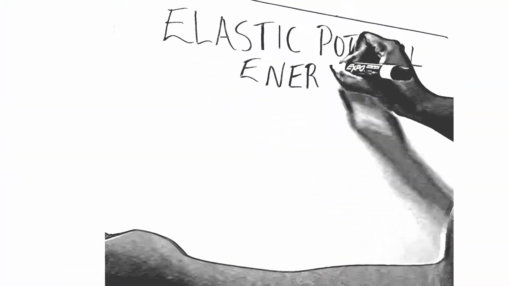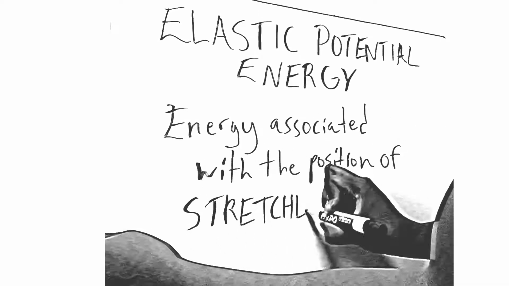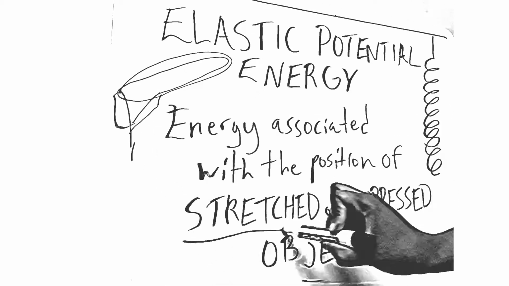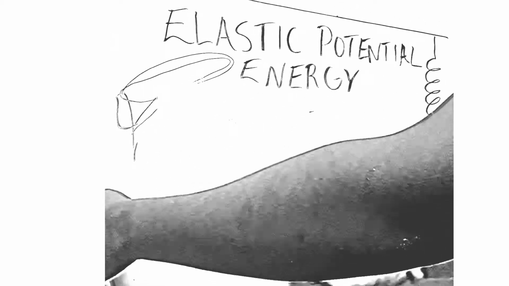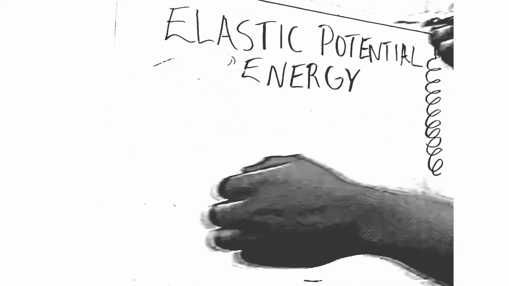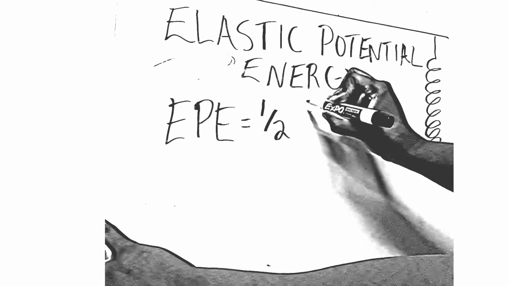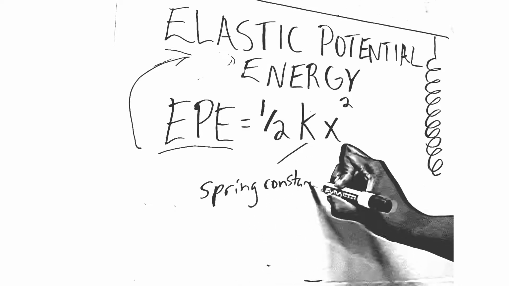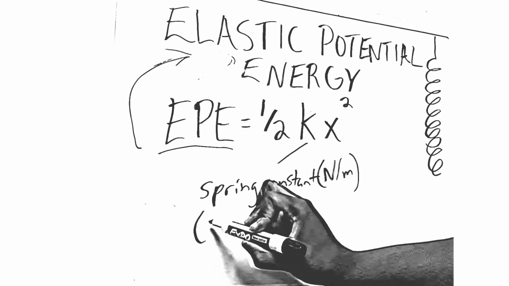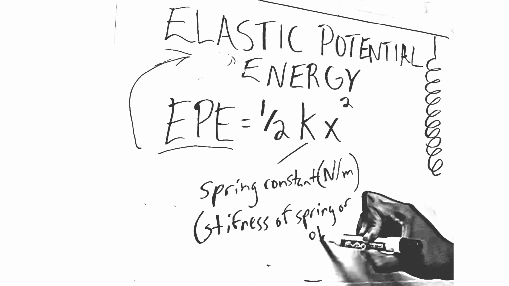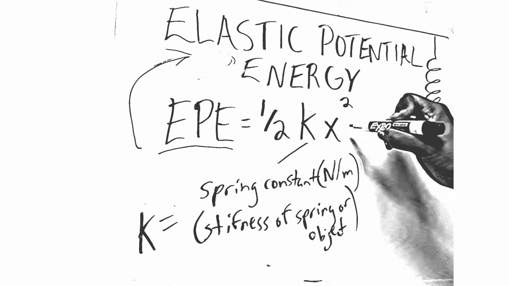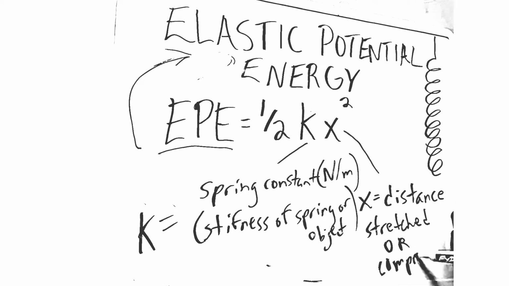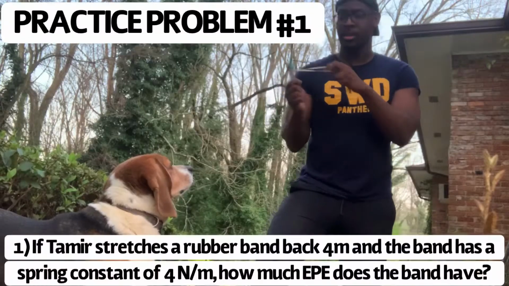Elastic potential energy is energy that's associated with the position of stretched or compressed objects. That could be anything like a spring or even a rubber band slingshot that you used to make in elementary school. Let's learn about the formula for elastic potential energy. Elastic potential energy is equal to half of K times X squared. EPE stands for elastic potential energy, and K stands for the spring constant, which is measured in newtons per meter. The spring constant is simply how stiff or how rigid or loose the spring or rubber band or whatever object is. X is represented by the distance stretched or compressed. If you're going to have elastic potential energy, that spring or that rubber band has to be stretched or compressed.